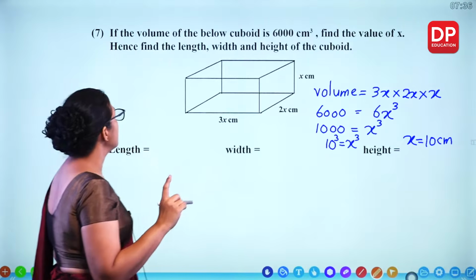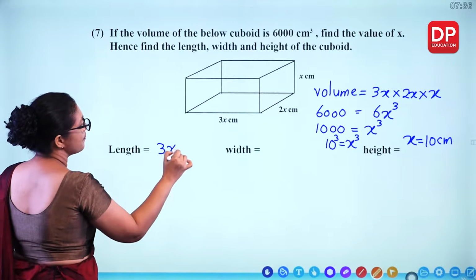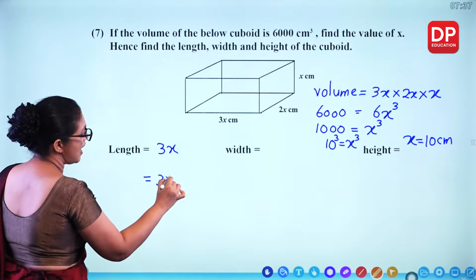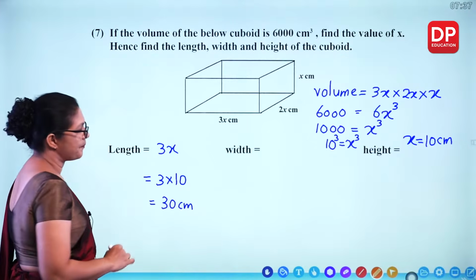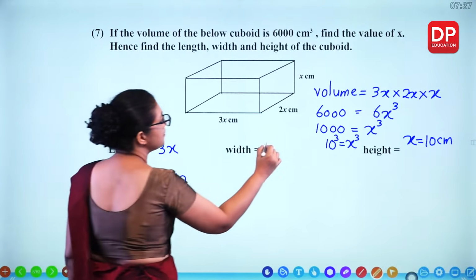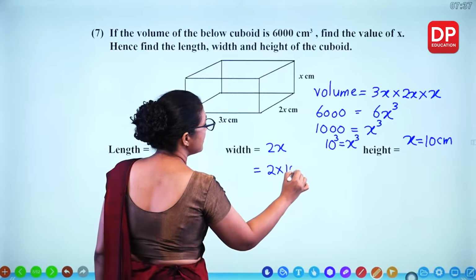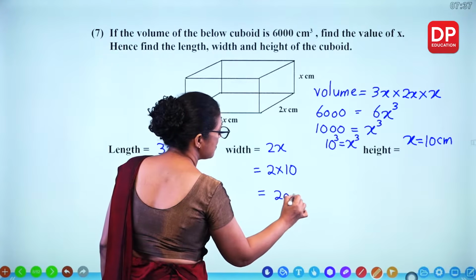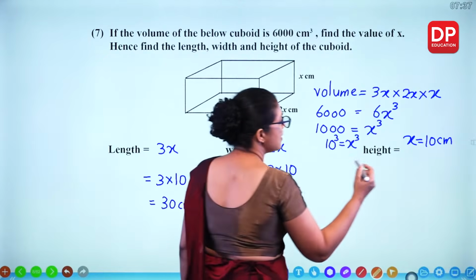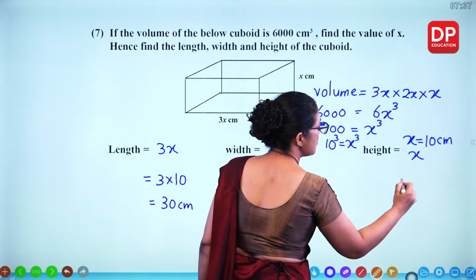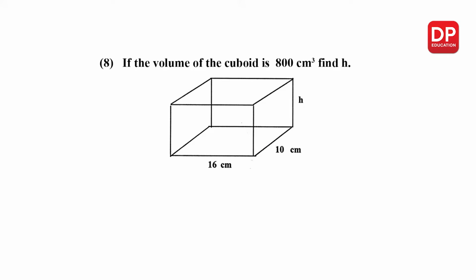So we can find x is 10 centimeters. So what's the length? Length is 3x. That means 3 times 10, 30 centimeters. Width is 2x. That means 2 times 10, 20 centimeters. What about height? Height is just x. That means 10 centimeters.